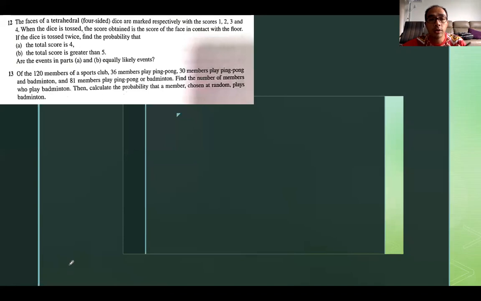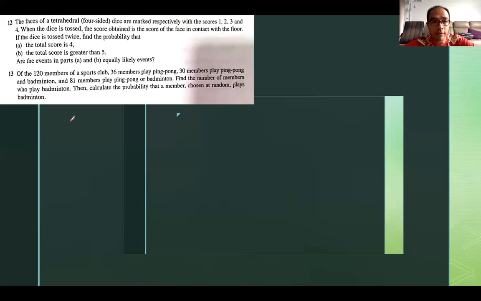Okay, so let's think about this. It says there are 36 members that play ping pong. Then there are 30 members that play both ping pong and badminton. Then there are 81 members that play ping pong or badminton. Find the number of the members who play badminton. Then calculate the probability that a member chosen at random plays badminton. So this one a bit later.